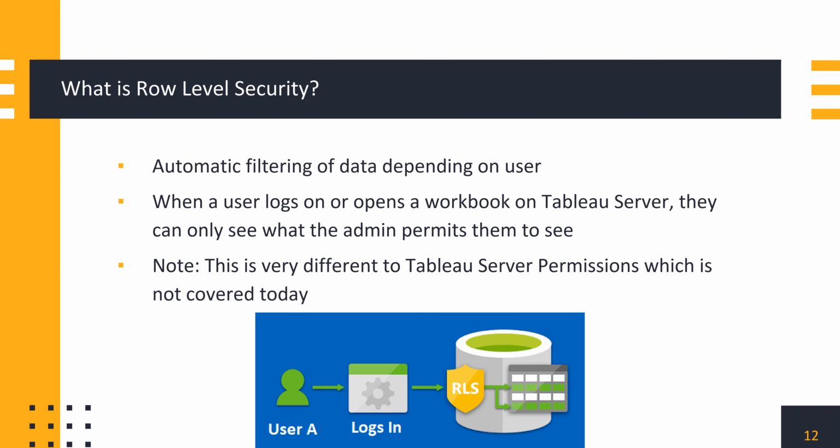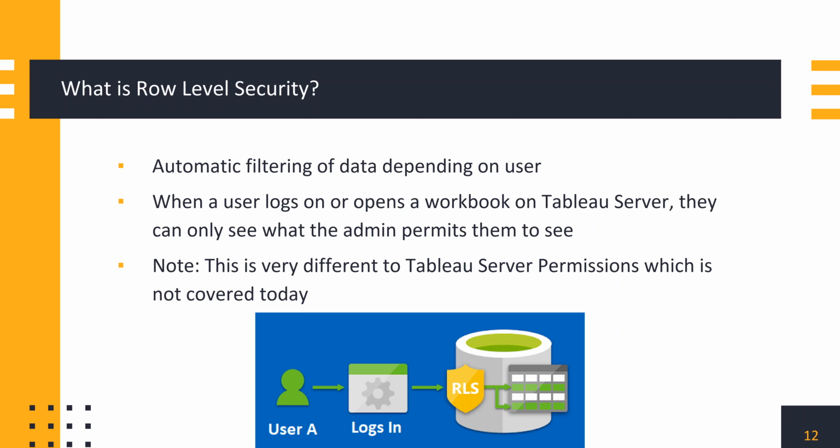Now that data security is taken care of, let's go over row level security. So row level security is essentially automatically filtering rows of data for a particular user. When a user, say user A here, logs on to Tableau Server and opens a workbook, the view that they see may already be imposed by the admin, so they can only see what they're meant to see. This means that what I see in a workbook may be different to what you see in a workbook.